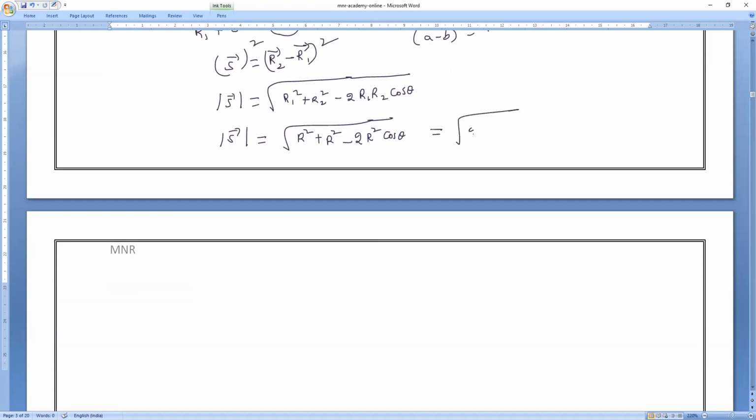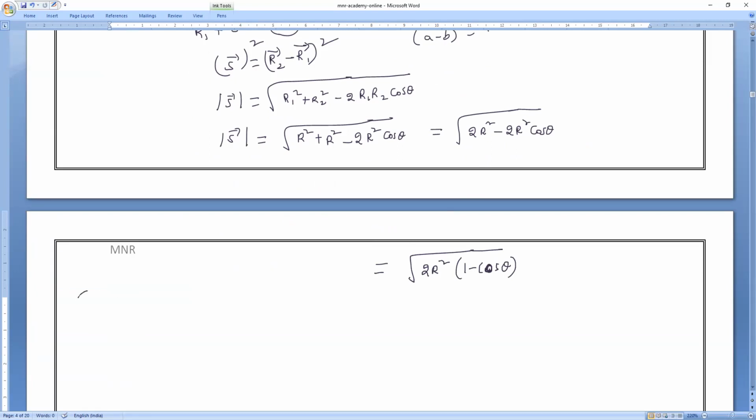R square plus r square. This is 2R, also 2r square minus 2r square cos theta. So what is common in this thing? 2r square is common. I will write 1 minus cos theta.